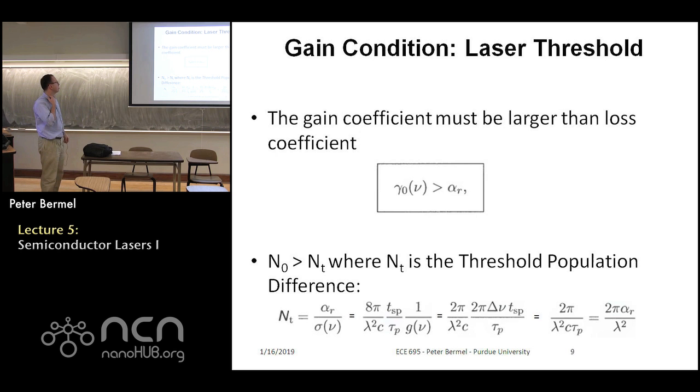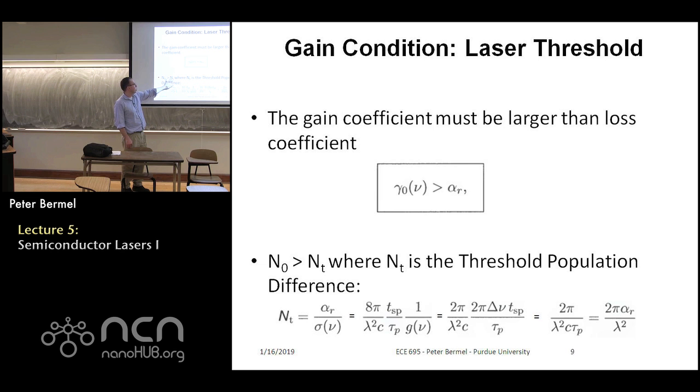Okay, so for gain, I think the concept is very easy. Gain is greater than or equal to total loss. And so the idea is that if you're looking at a threshold population difference, I should have written it as N capital T, by the way, sorry. This N capital T, or transparency threshold population difference, is the point at which you should be able to get this gain to be greater than the loss.